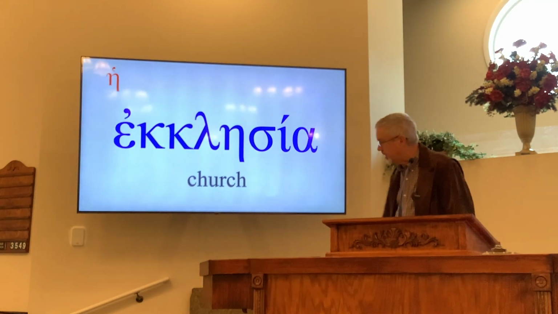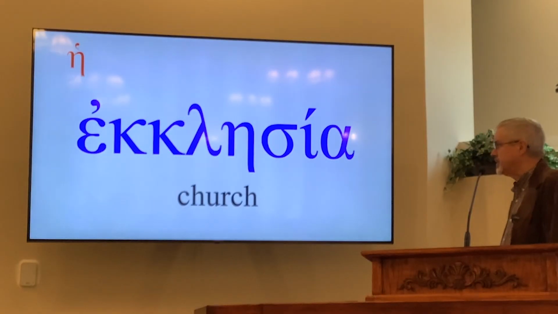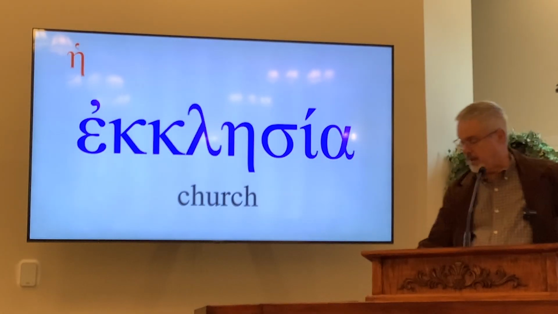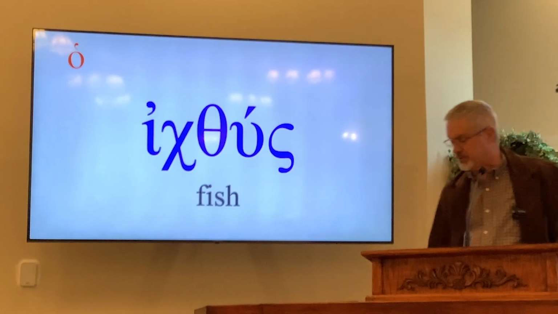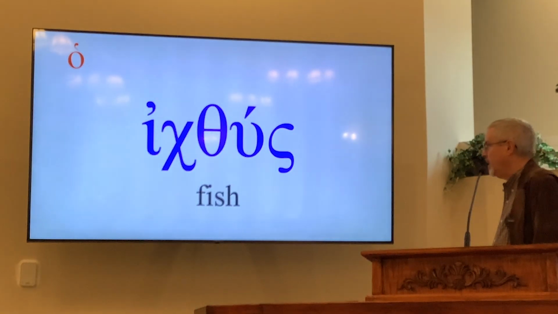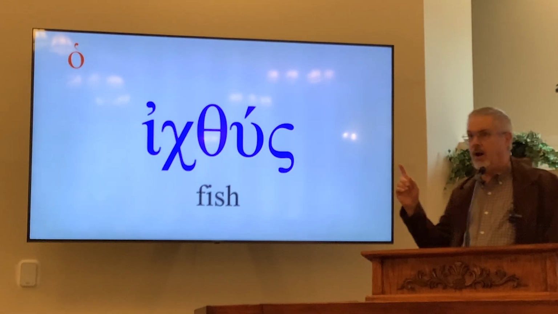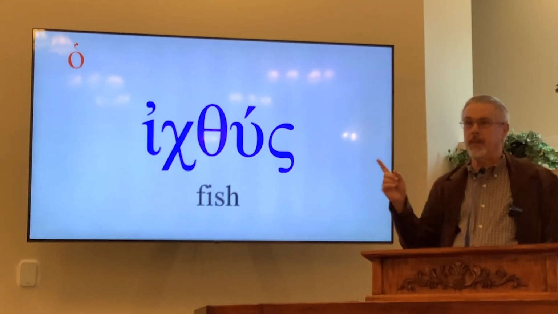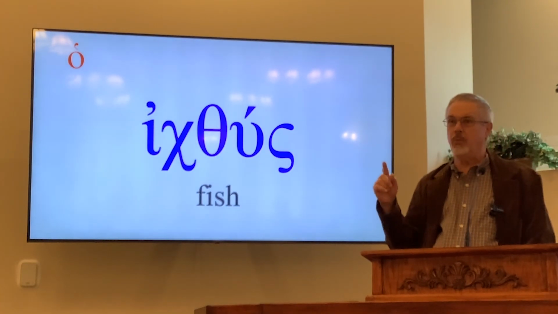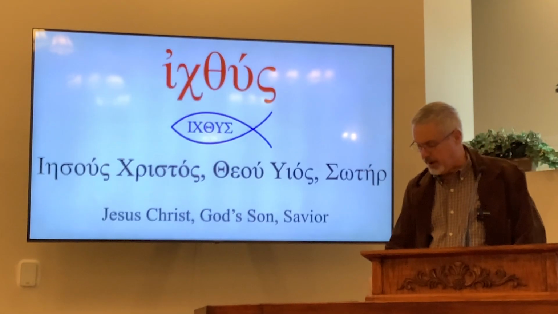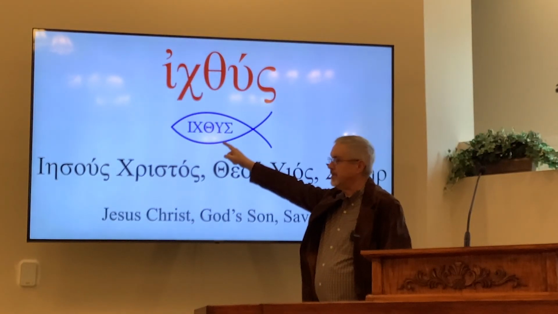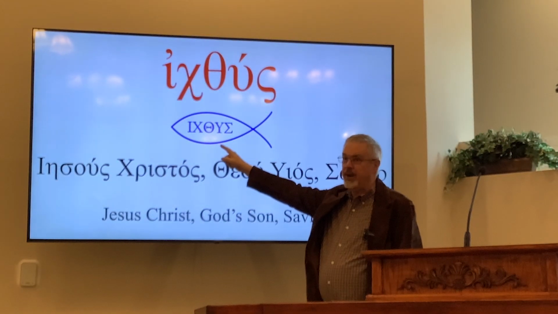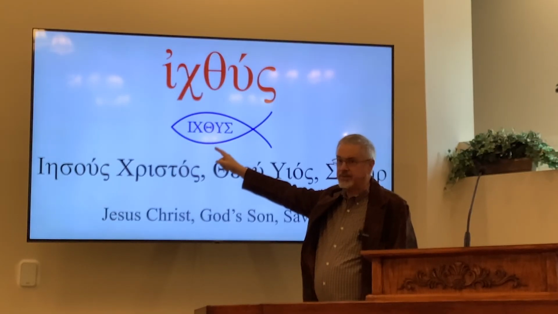Now we have ekklesia, which is the church, and we have, I put this one up here, ichthus, which is fish. All right, now, you have seen it, and you may not have known why it was, but no doubt you have seen this. It has a very, very ancient past. That is going to the Roman Empire, okay?